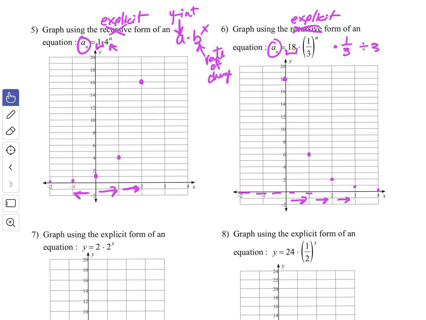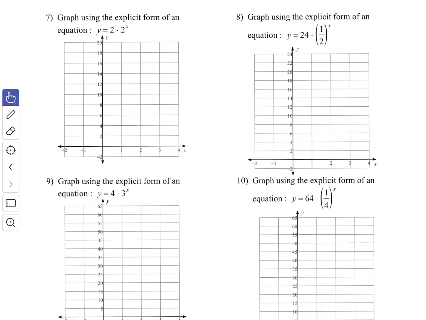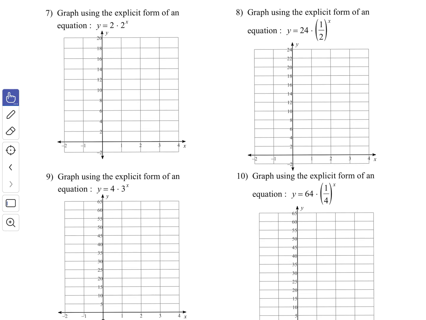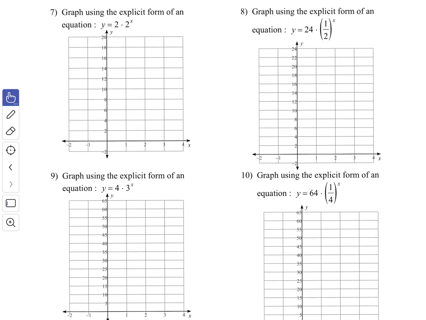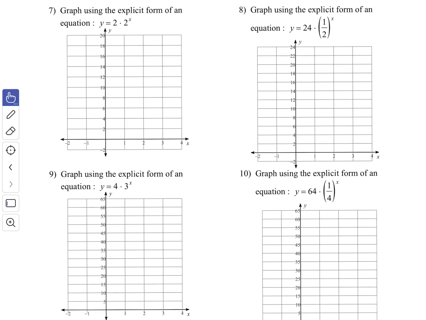Okay? All right. So looking at number 7, 8, 9, and 10. Now we see that y equals an exponential, so these ones are definitely going to be continuous, okay? But same idea. We start at 2 here. We're timesing by 2 each time, okay? So as I go to the right, we're going to multiply by 2.